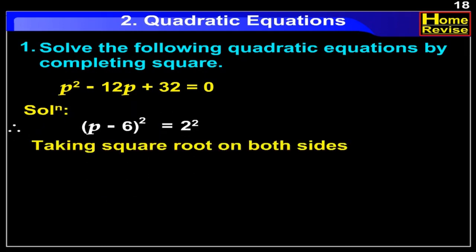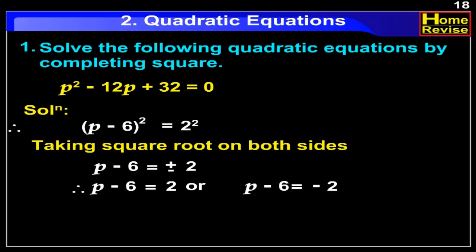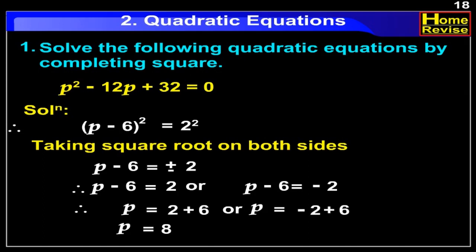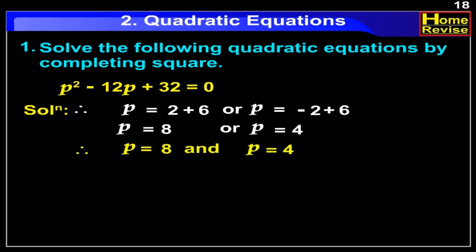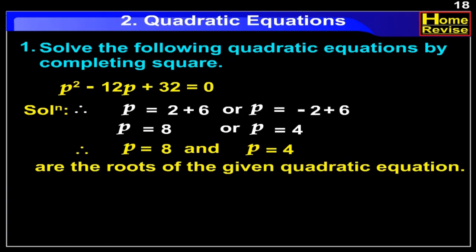Taking square root on both the sides, we get p − 6 = ±2. Therefore, p − 6 = 2 or p − 6 = −2. Therefore, p = 2 + 6, which is equal to 8, or p = −2 + 6, which is equal to 4. Therefore, 8 and 4 are the roots of the given quadratic equation.